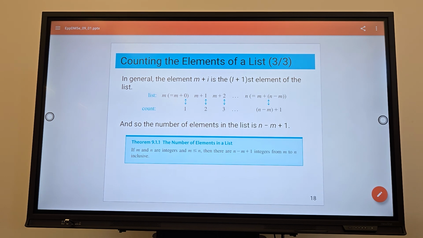Because the counting from m to n is inclusive, you would have to add 1 to the number of elements in the list.